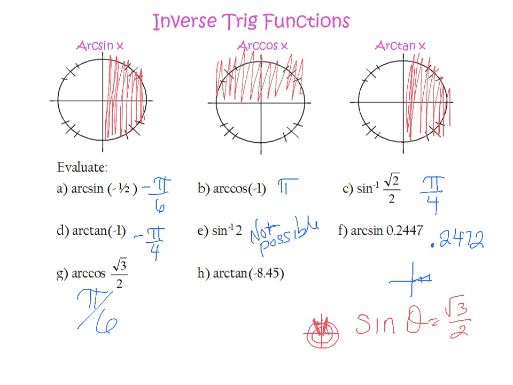All right, next one is not a unit circle. So I'm going to stick with being in radians. Check to make sure you're back in radian mode. And then you're just going to hit second tangent, negative 8.45. And I get a negative 1.45. And that would be in radians.